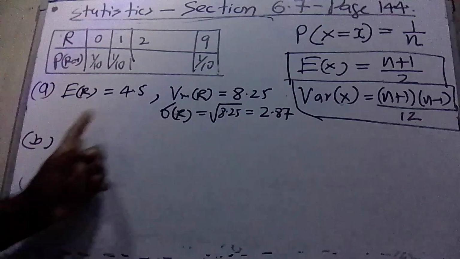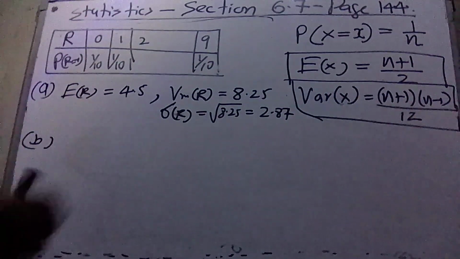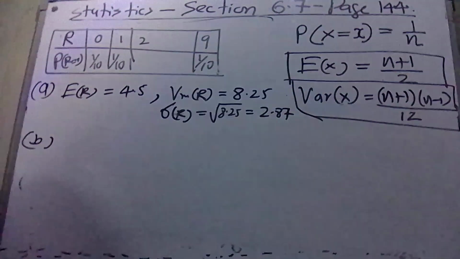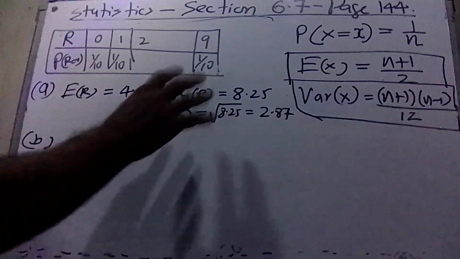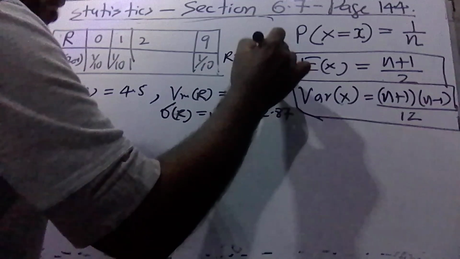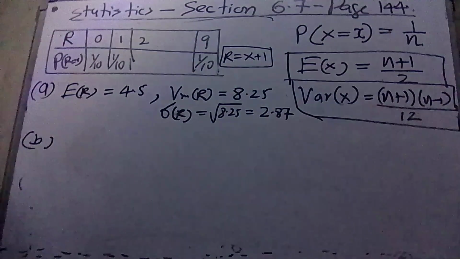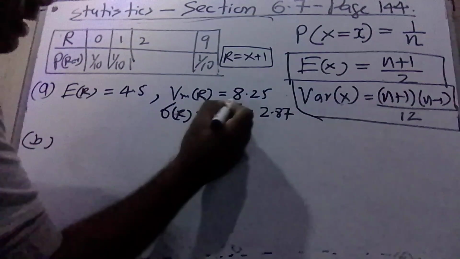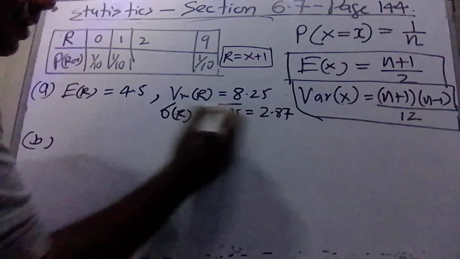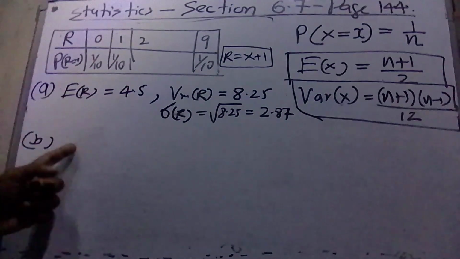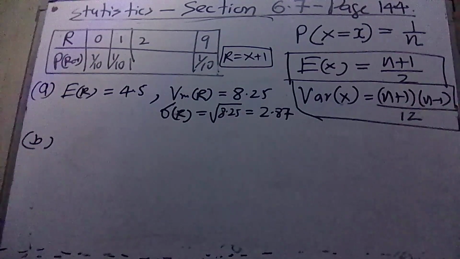Actually, I did only part A. So this was the table, and we used these equations to find the values by transforming, using the relation between R and X. And this is the original table. Part B asks something else, and I found the variance as 8.25. They are asking for the standard deviation, so we have to take the square root of that.